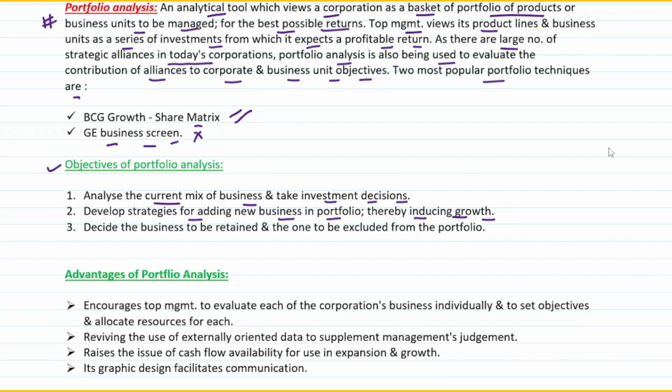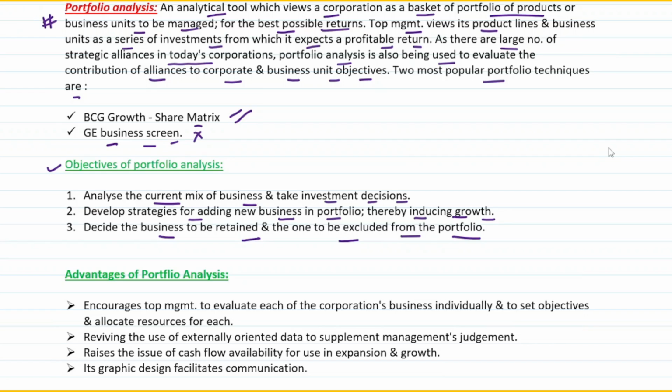How, for what? For basically inducing growth. Decide the business to be retained and the one to be excluded from the portfolio. So portfolio analysis will be telling you what all business units you should be having or continue to have, and if the business isn't performing up to the mark, then you basically discard it or you just chuck it out of the system. So that's what are the objectives of the portfolio analysis.